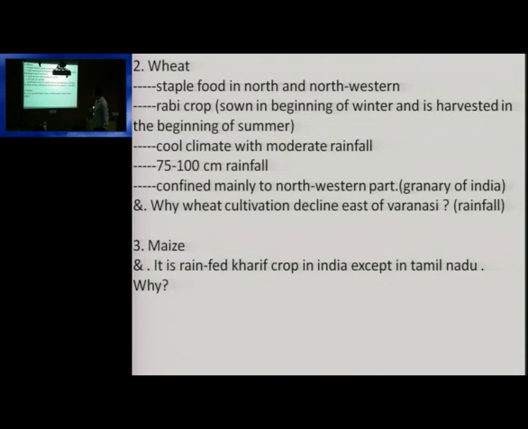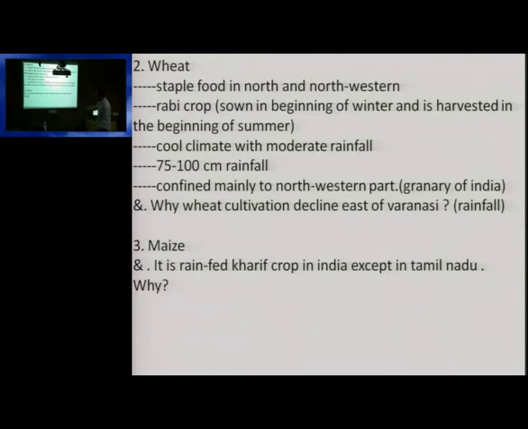It is a rain-fed kharif crop in India except in Tamil Nadu. Why? It is also the same answer, okay? South, northeast monsoon. It is a rain-fed kharif crop in India except in Tamil Nadu, because in Tamil Nadu, maize is a rabi crop. Because during the winter season, it gets rain. That's why it can grow as a rabi crop during this season, okay?